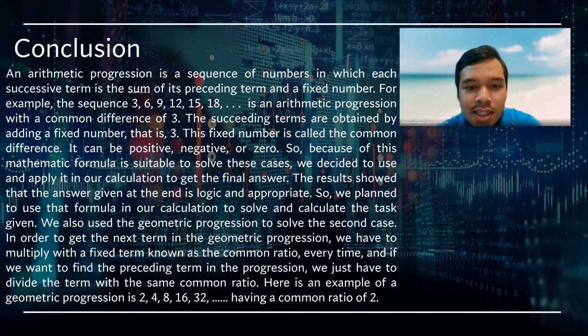We also use the geometric progression to solve the second case. In order to get the next term in a geometric progression, we have to multiply by a fixed term known as the common ratio every time, and if we want to find the preceding term in the progression, we just have to divide the term by the same common ratio. Here is an example of a geometric progression: 2, 4, 8, 16, 32. They have a common ratio of 2.